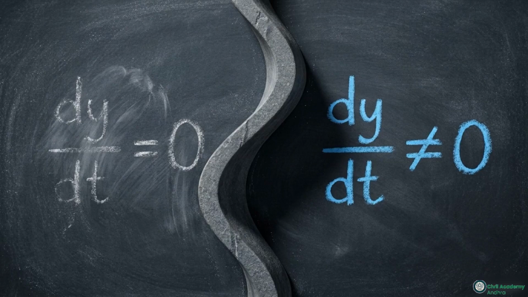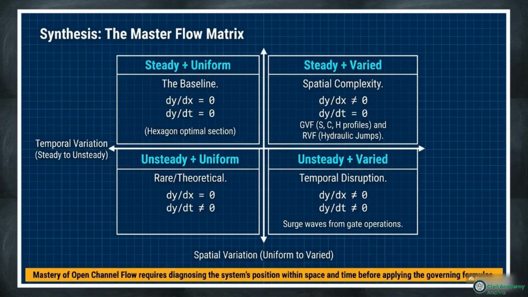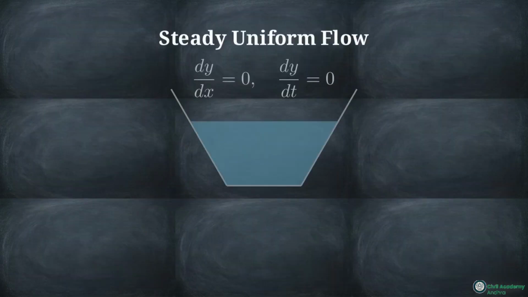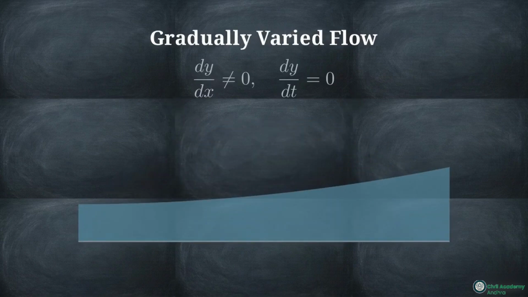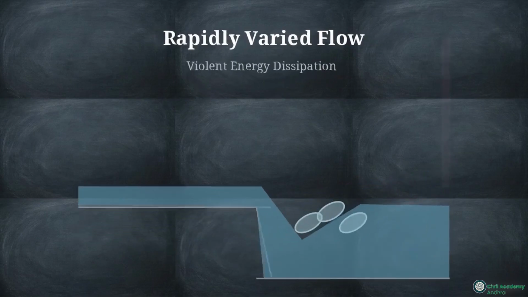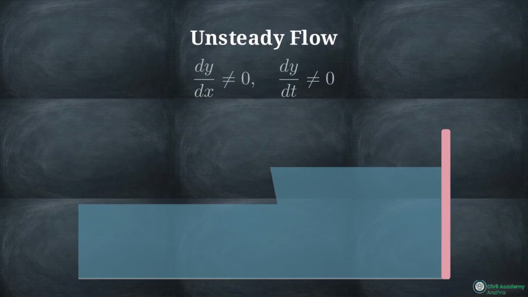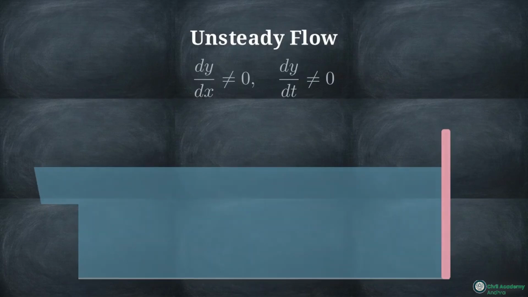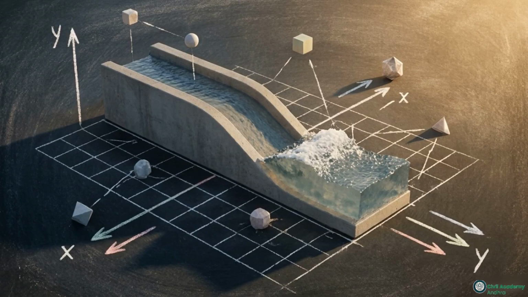the moving wavefront. Bringing this analysis back to the central matrix, we see how every flow condition is a subset of these four quadrants. The engineering workflow begins by optimizing baseline geometry for discharge and then tracking gradual energy changes over distance. The second half of the workflow accounts for violent energy dissipation and the mechanical shocks introduced by temporal changes. Open channel flow is a deterministic system, manageable once the parameters of space and time are quantified.